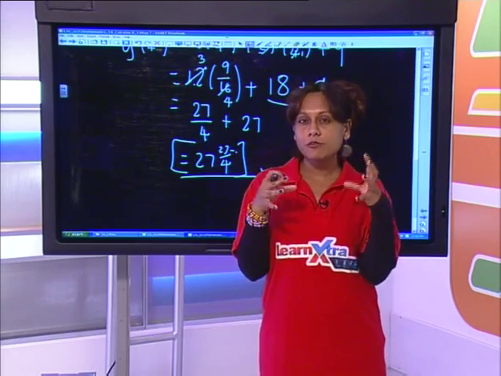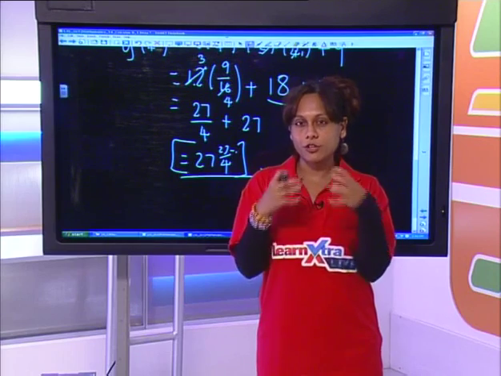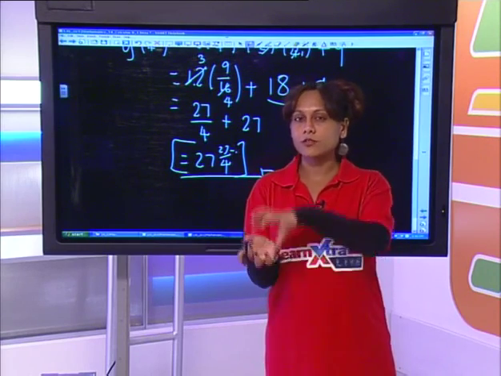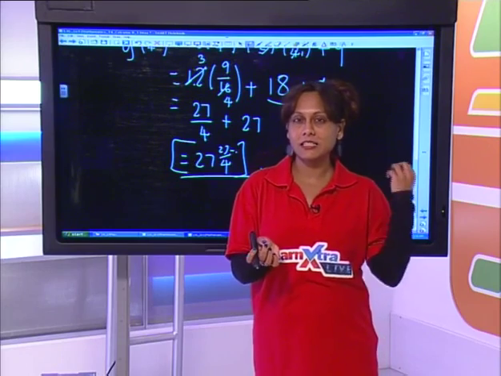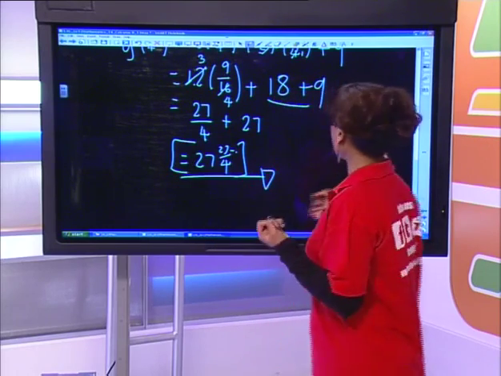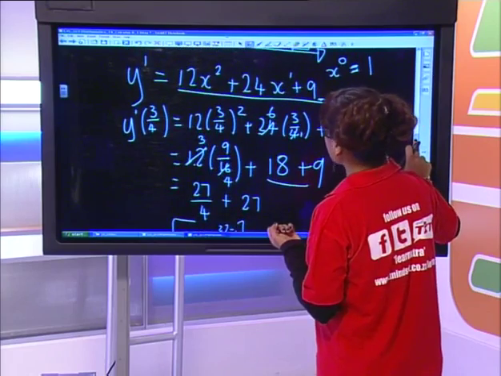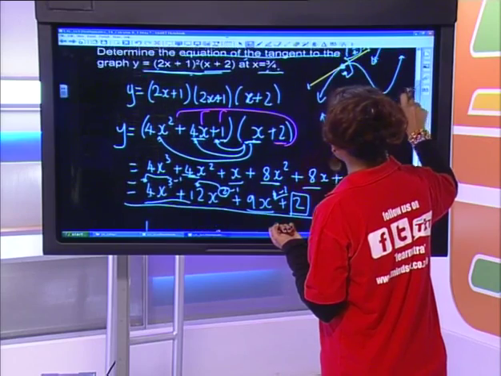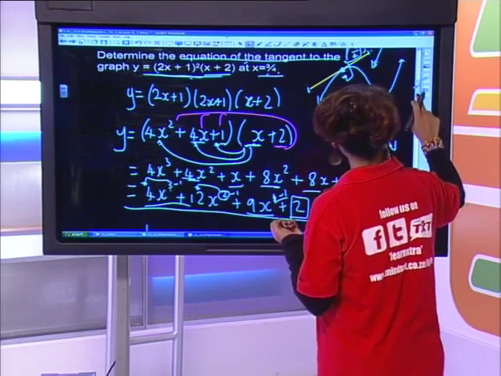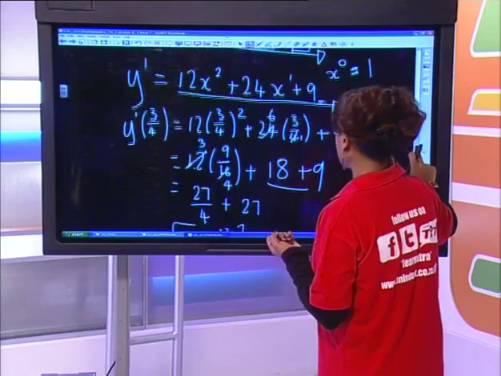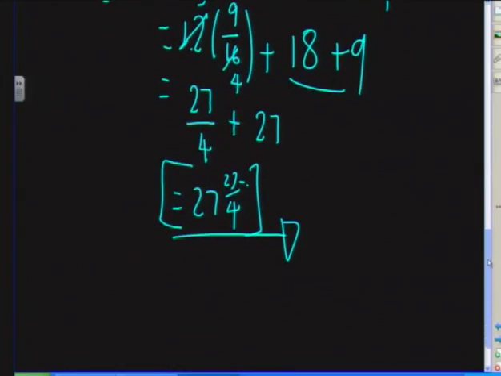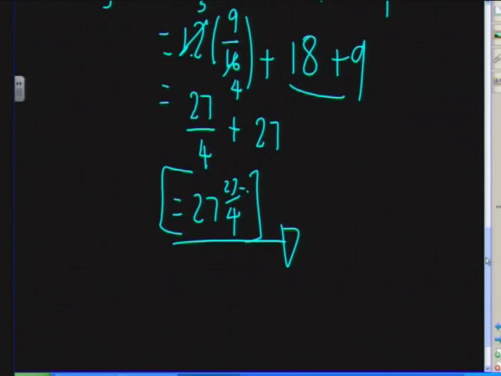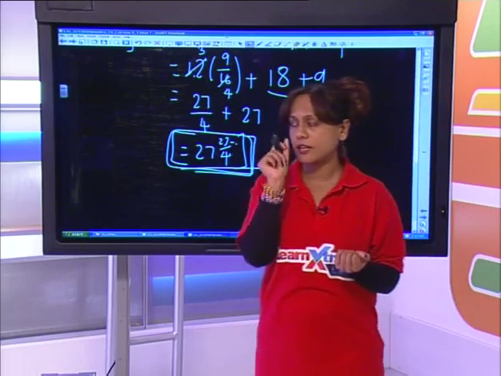Now that we've got the gradient of the curve, remember the gradient of your tangent is going to be exactly the same. So therefore the gradient of your tangent is also going to be 27 and 27 over 4. So this straight line here, the yellow one, we know that m is 27 and 27 over 4. All right, guys, I don't like working with it in a fractional form like that, so I think what we're going to do is go through a quick break while I try and get the calculator up.